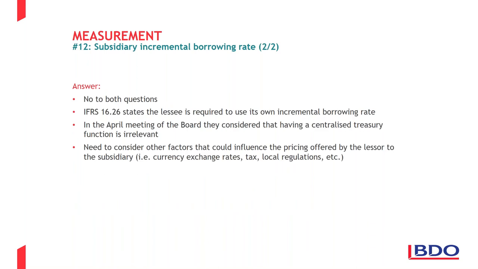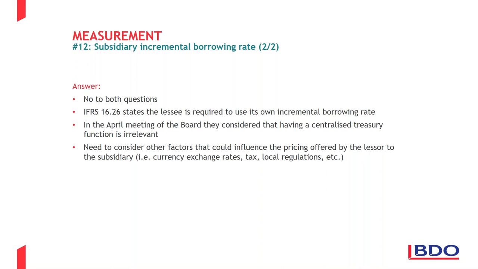IFRS 16, paragraph 26 states the lessee is required to use its own incremental borrowing rate. Now, in the April meeting of the ISB, they considered that having a centralized treasury function is irrelevant, even though it's managed practically centrally. That's irrelevant. We need to determine an incremental borrowing rate for each subsidiary and also for the parent. You need to consider other factors that could influence the pricing offered by the lessor to the subsidiary, so current exchange rates, tax, local regulations, etc.